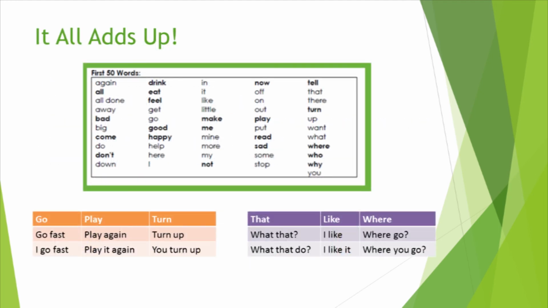The first 50 core vocabulary words highlight the first words typically learned when developing language. Within the first 50 core vocabulary words, you will see terms such as go, fast, play, again, turn, and up. These core vocabulary words can easily build on one another to create short sentences. For example, the term go can be combined with fast for the student to be able to state go fast or I go fast. In this way, students are able to expand their expression using a relatively small set of words.